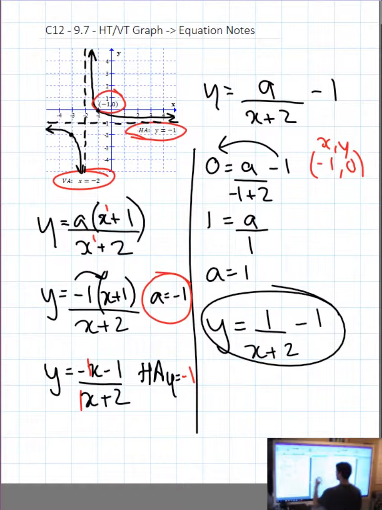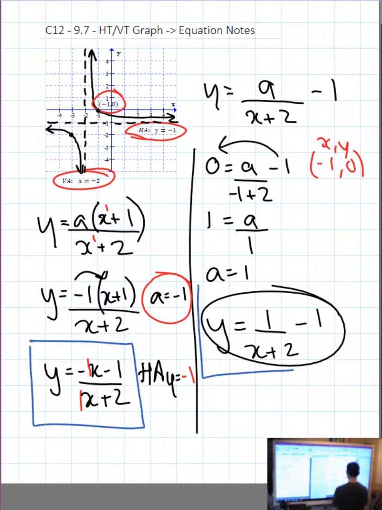And as you can see in your notes, we've added and subtracted fractions with the lowest common denominator to make sure that this equation is exactly the same as that equation. Keep in mind, you could also do long division.